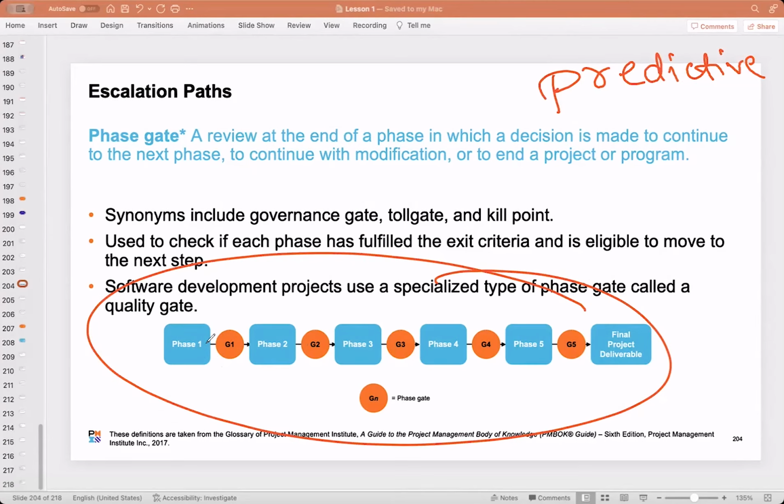Projects, no, the whole big project will be divided into multiple phases. Okay, this is phase one, phase two, phase three, phase four. Okay, but did you notice one thing? Every phase ends with a gate like this. Okay, now what is happening?